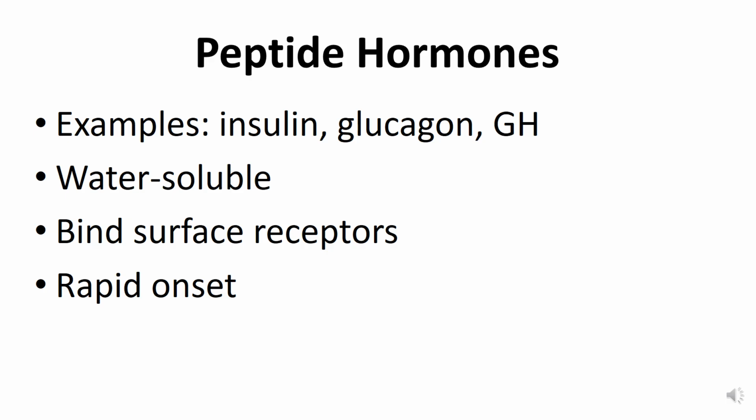Insulin helps lower blood sugar levels after eating. Glucagon works in the opposite way and raises blood sugar when needed. Growth hormone supports normal growth, tissue repair, and muscle development. Peptide hormones are water-soluble. This means they dissolve easily in the bloodstream. Because of this, they can travel quickly throughout the body. The blood acts like a transportation system for these chemical messengers.